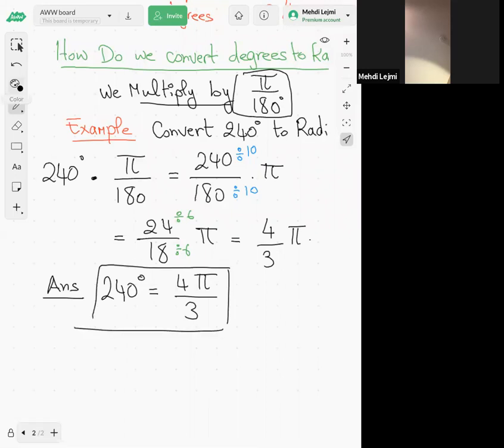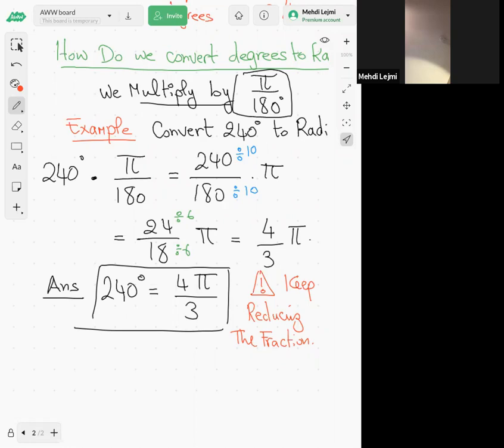So again, guys, you have to keep reducing the fraction until you cannot, until the top and the bottom don't have any common factor. Okay. So that's how we convert degrees to radians, by multiplying by pi over 180.